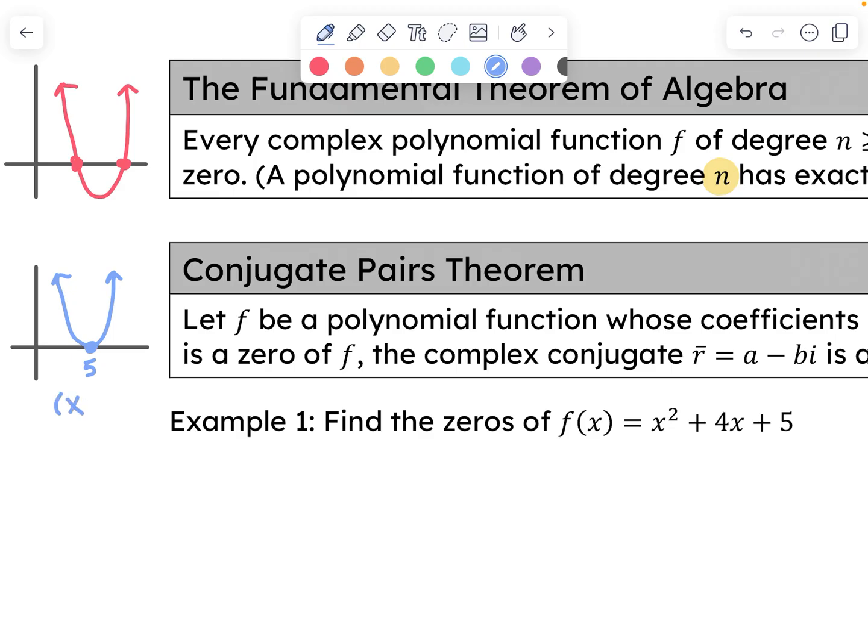So we could write this as x minus 5 squared, which would be the same thing as x minus 5 times x minus 5. So even though it only touches once, that root has a multiplicity of 2. So it's the same thing twice. So technically we do have 2 answers. It's just the same answer twice.